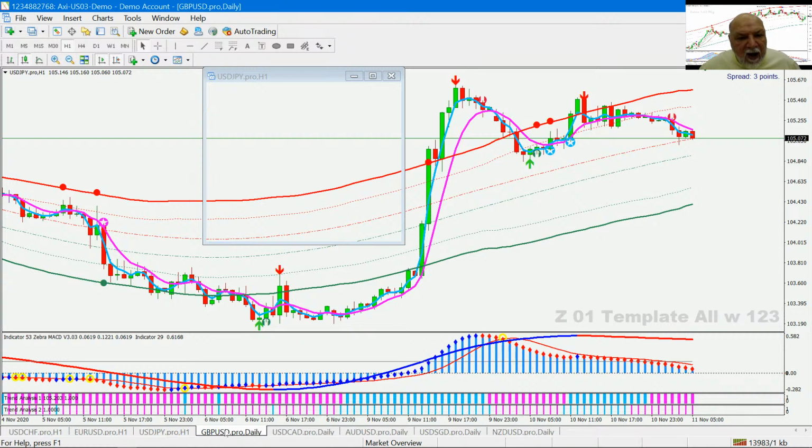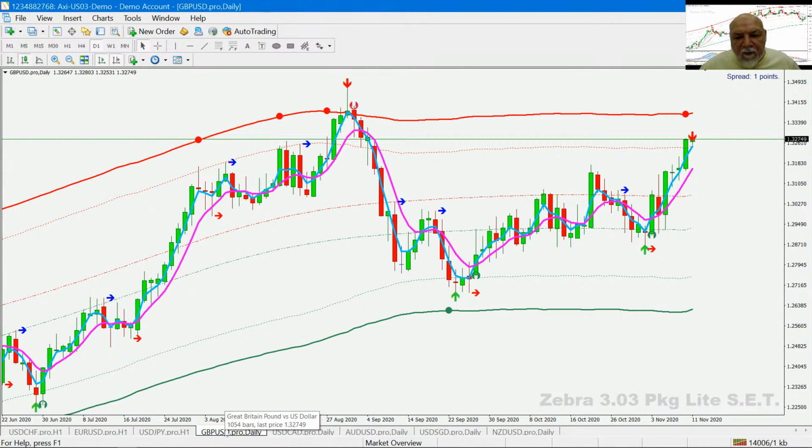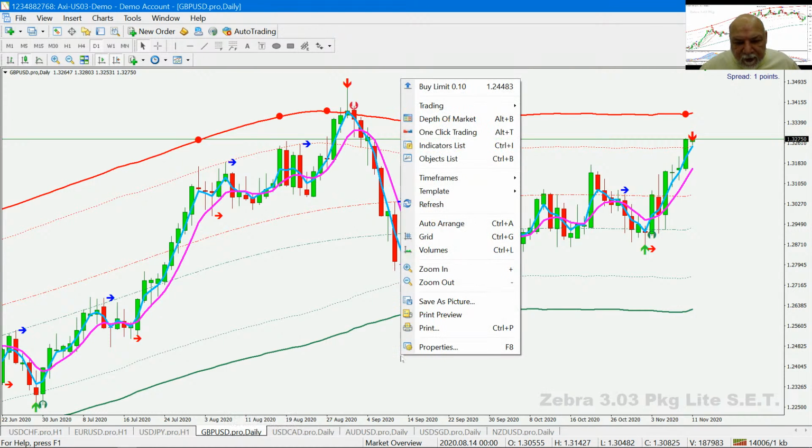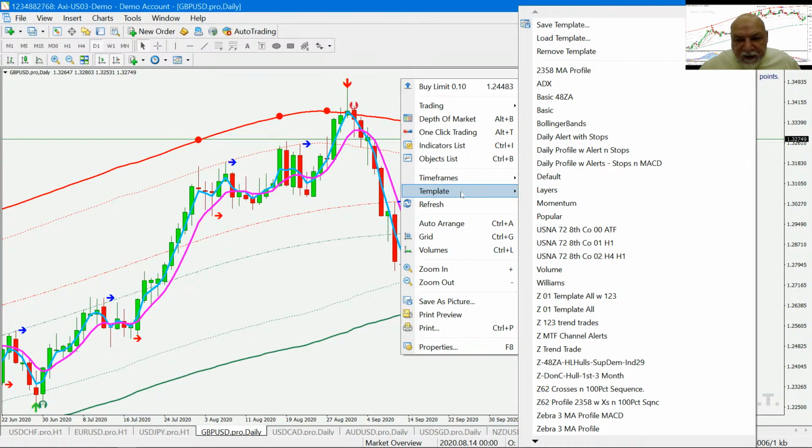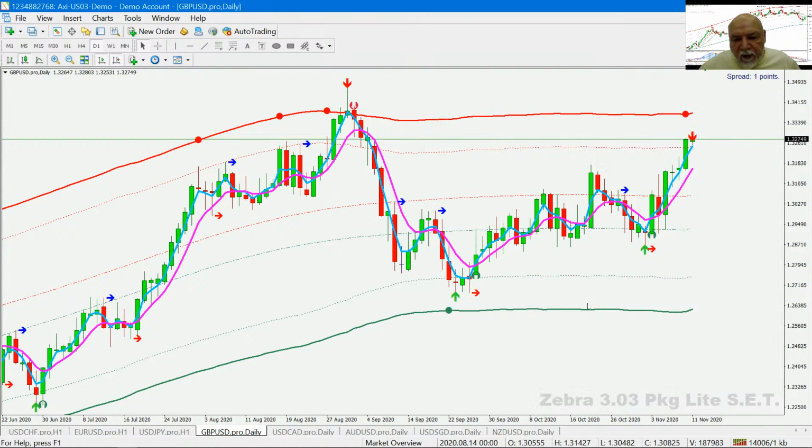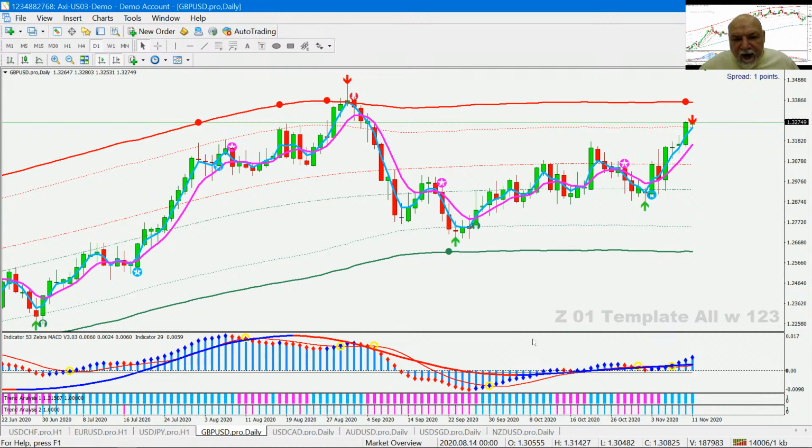Let's go to the pound. So we're looking at the majors now. And again, let's take a look here and change my template to the 1, 2, 3, all 1, 2, 3. So here we have, this would have been a really nice trade down in here. You see we have price moving in, followed by an alert that was subsequently followed by a confirmation.